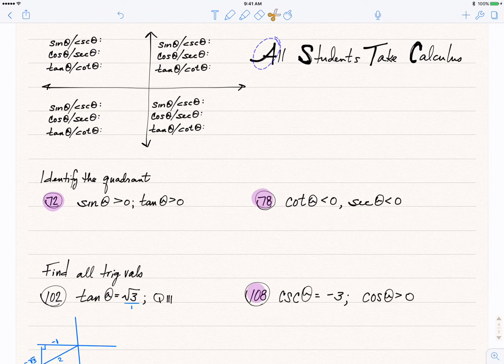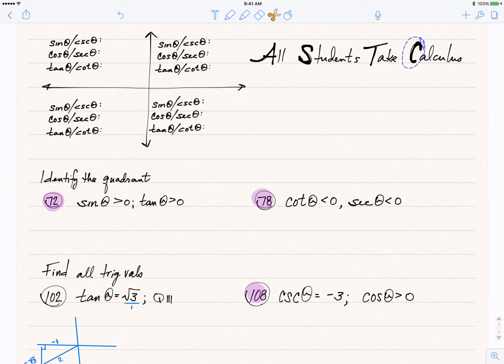You'll notice here that I have in bold the A, the S, the T, and the C. All students take calculus. These letters are each going to stand for something. The A in all is going to stand for all. The S in students is going to be standing for sine and sine's partner, which is cosecant. T in take will be for tangent as well as tangent's partner. And then C in calculus will stand for cosine, which also includes cosine's partner, secant.